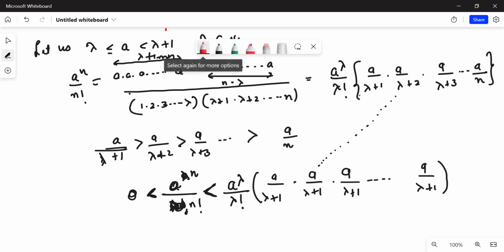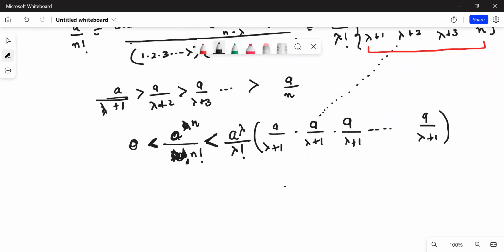So basically, instead of all these things, now I'm replacing all these terms by a upon lambda plus 1. You can clearly see that this side would be greater than a ki power n upon n factorial, because a ki power n upon n factorial eventually is this. And in all these terms, you can see a upon lambda plus 2 would obviously be less than a upon lambda plus 1. A upon lambda plus 3 would obviously be less than a upon lambda plus 1. And a upon n would obviously be less than a upon lambda plus 1, because lambda plus 1 is less than n. So anything being divided by a lesser amount would obviously amount to this inequality, isn't it?